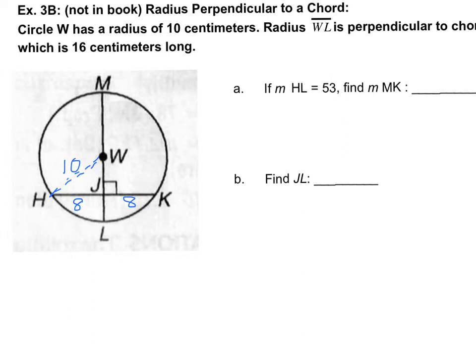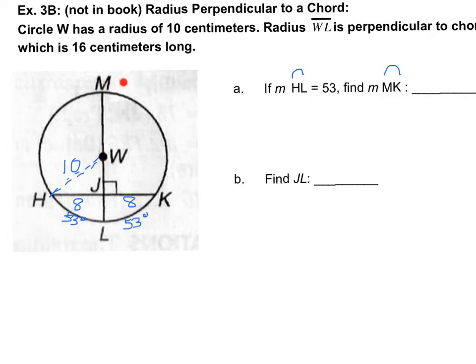And we are also told that in part A, the measure of arc HL is 53 degrees. So that's, I'm going to put that outside kind of on the arc itself, 53 degrees. Then we want to find the measure of arc MK. Because the chord is bisected, remember the arc is also bisected. So my LK arc there is also 53 degrees.